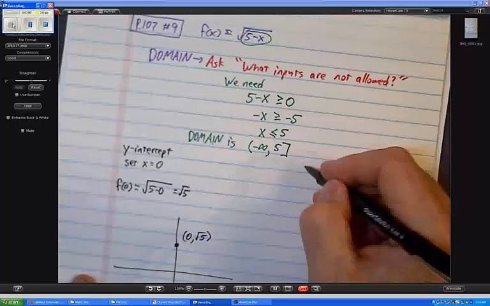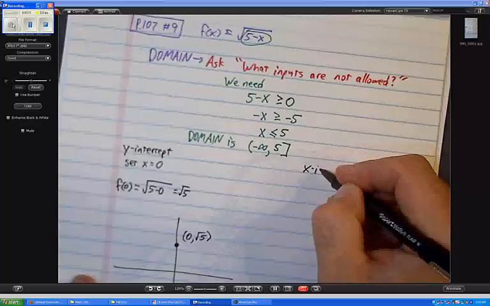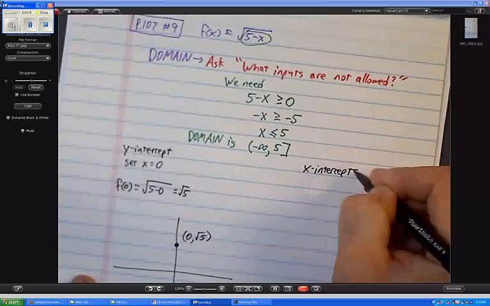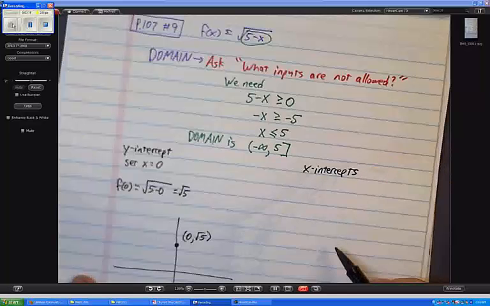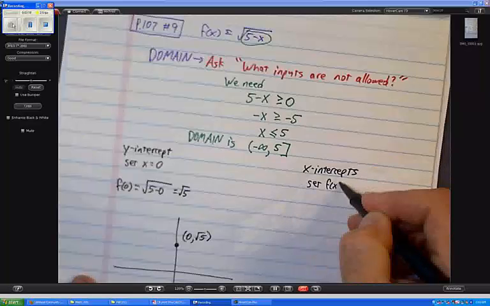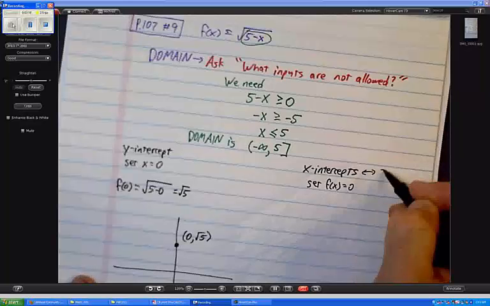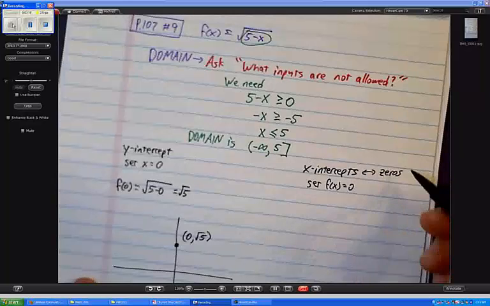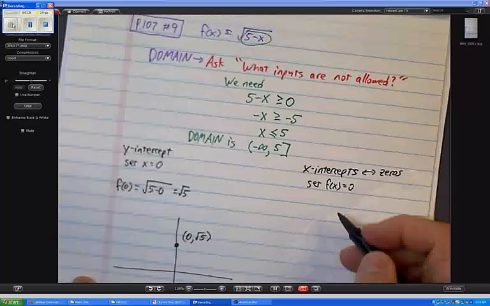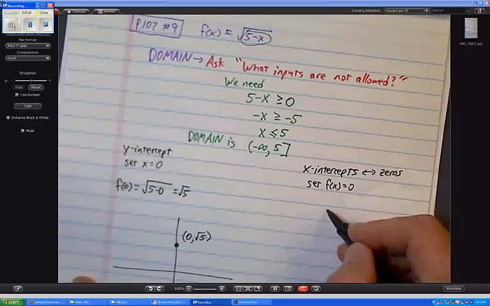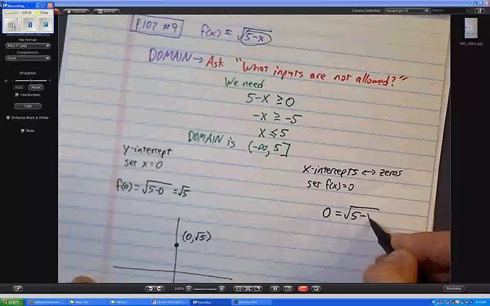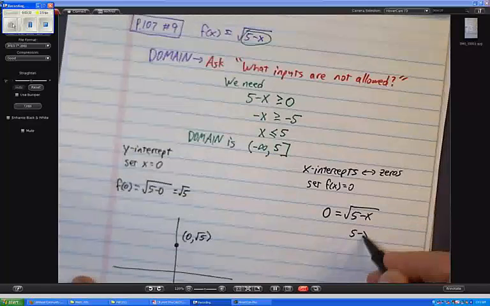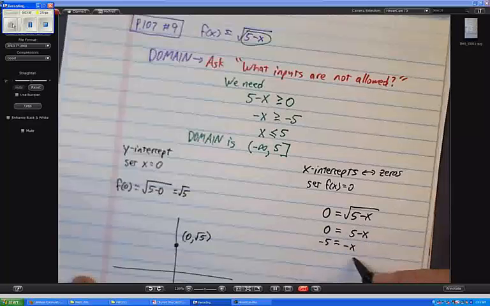Now for the x-intercepts, okay, what do we set? We set f of x equal to 0. These are also called zeros. Yeah, I have 30 seconds. I'm using every one of them. All right, so I get 0 is the square root of 5 minus x. I would square both sides and get that 5 minus x equals 0. Negative x is negative 5, so x equals 5. So there's a point, 5, comma, 0.